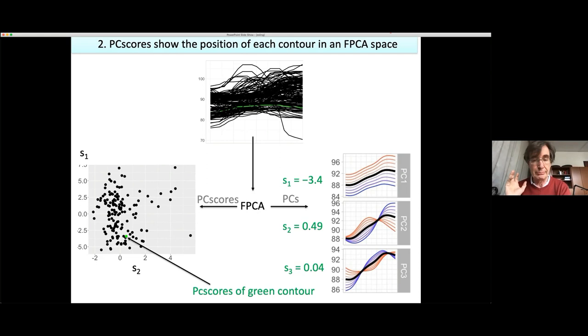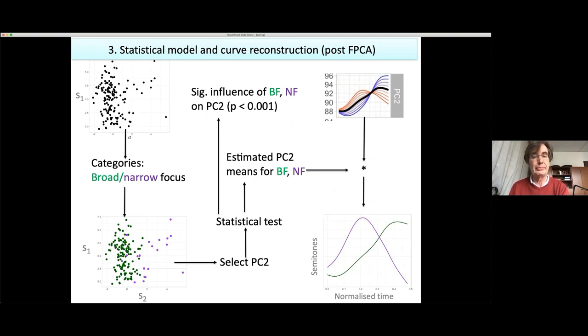Itself. So this is the very good thing about this technique, which is that we get information about the global characteristics of the database, and then each of these is a point in the FPCA space.